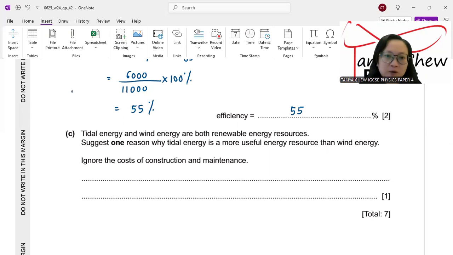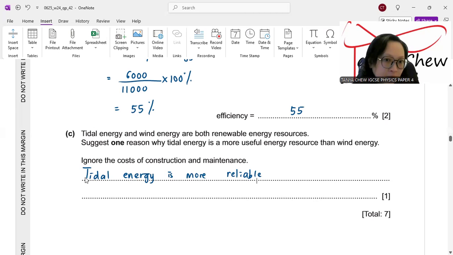So I said that tidal energy is more reliable as compared to wind energy, because wind is so unpredictable. It's not to say you wish for wind and wind will come, right?